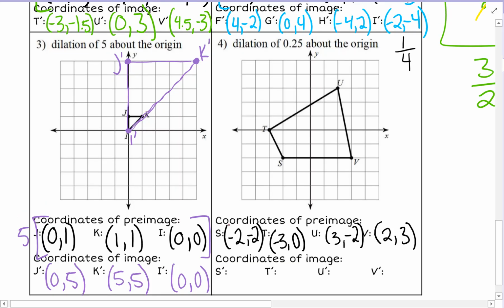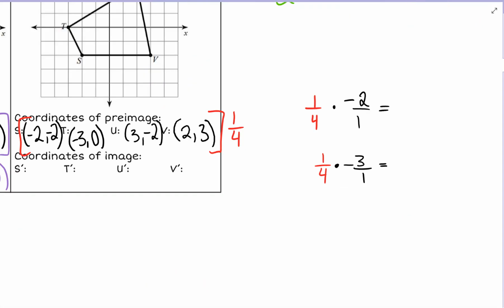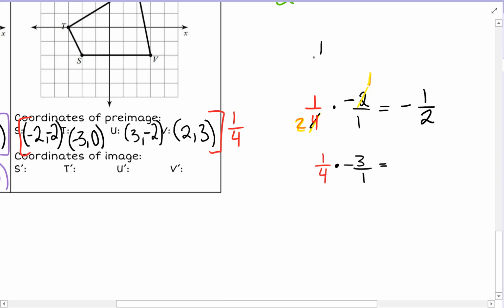To dilate by a factor of 1/4, we're going to multiply each of these coordinates by 1/4. 1/4 times -2 over 1, we could actually reduce that before multiplying. 2 over 4 is 1 over 2. So we multiply 1 times 1 on the top is just 1, and then 2 times 1 on the bottom is just 2. And we had a positive times a negative, so that should be a negative 1/2. What happens when you multiply 1/4 by positive 2? Well, that's going to give me positive 1/2.